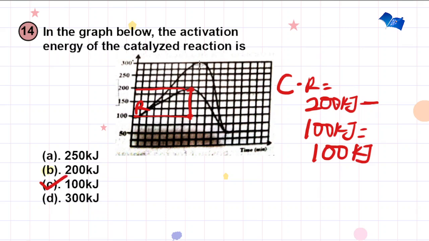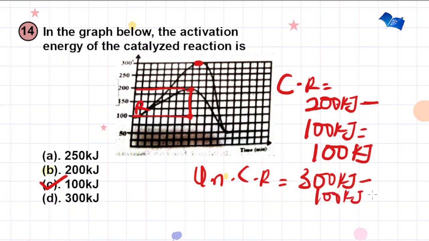But for the uncatalyzed, you have it from 300. This is the uncatalyzed reaction. You have it as 300 kilojoules minus, still down to this reactant line, 100. And that is 200 kilojoules. So you see that catalyst reduces the activation energy from 200 to 100 kilojoules of energy.